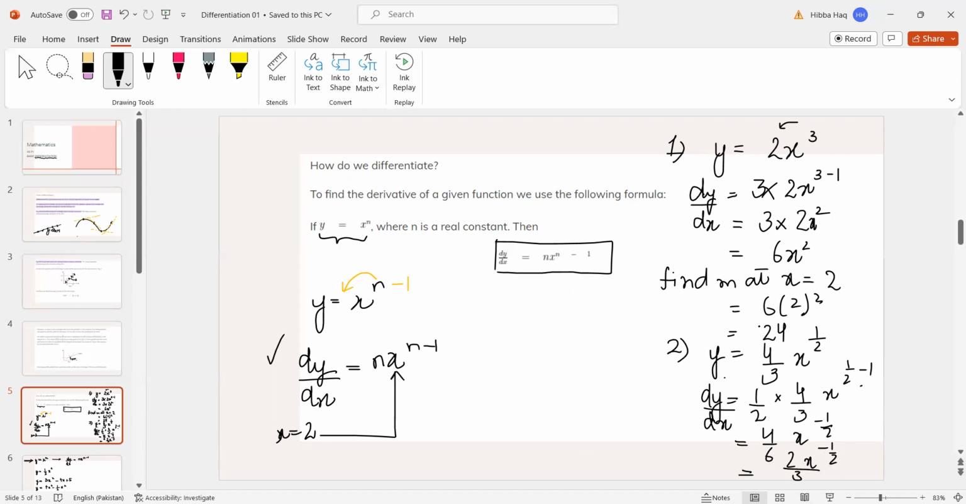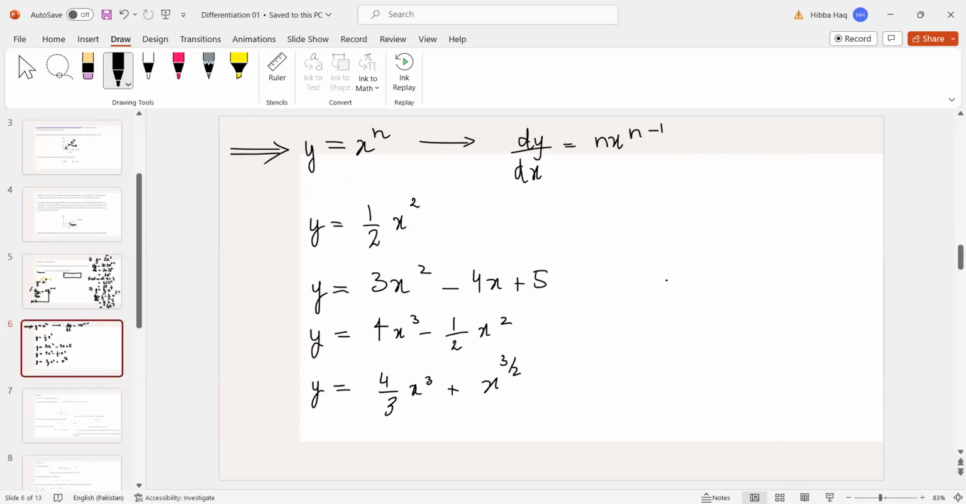So this is basically how you're applying differentiation to different expressions. Let's move forward and look at a few examples to make this more clear. So you have the basic differentiation formula given right here, and we're going to apply this to each of these expressions.